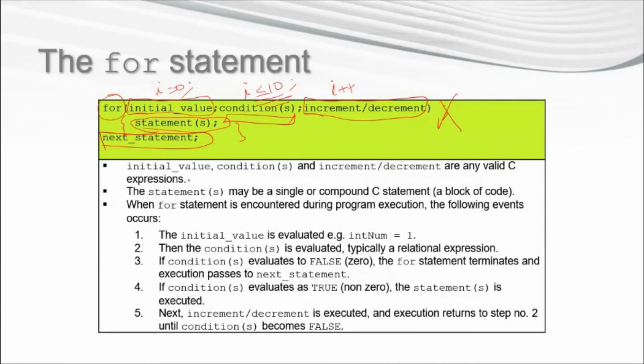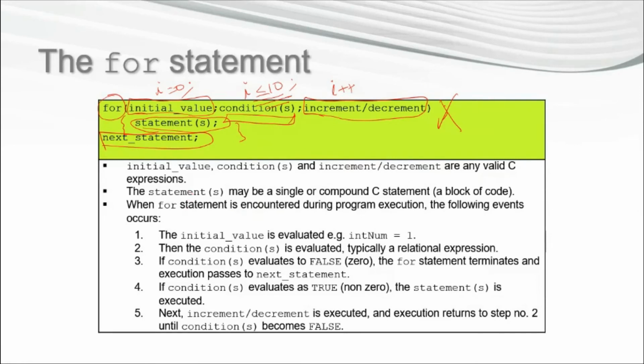The initial value, the condition, and the increment or decrement can be any valid C expressions. The statements may be a single statement or a compound statement, that is, a block of code is possible. When a for statement is encountered during program execution, the following events occur.